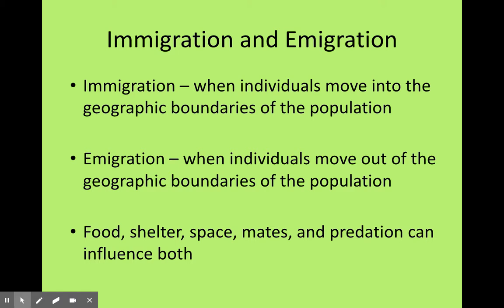And there are a lot of things that can affect whether individuals are moving in or out of a population. It can be things like food, shelter, space, mates, and even predation.